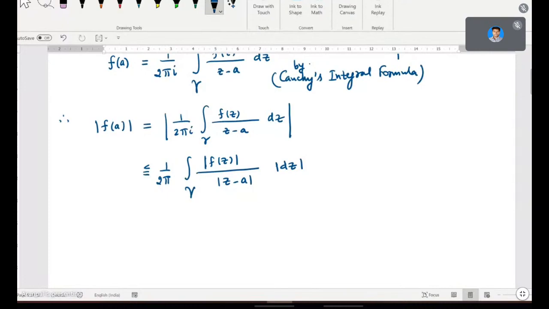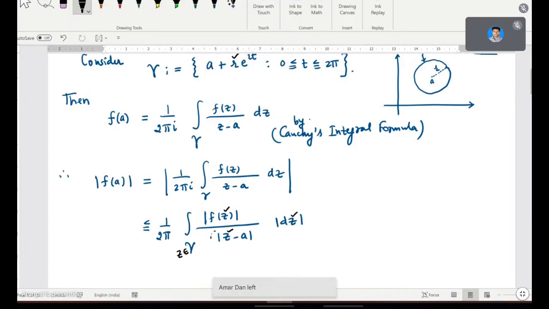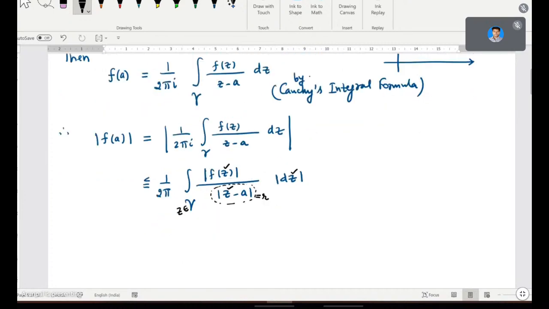Right. Now, class, take a note that here these z's on which we are taking this integration are the elements of this gamma. Yes or no, class? Because you are taking integration over this gamma, right, class? Yes, sir. And for those z's which are on the gamma, what will be mod z minus a? It will be equal to small r. Good.